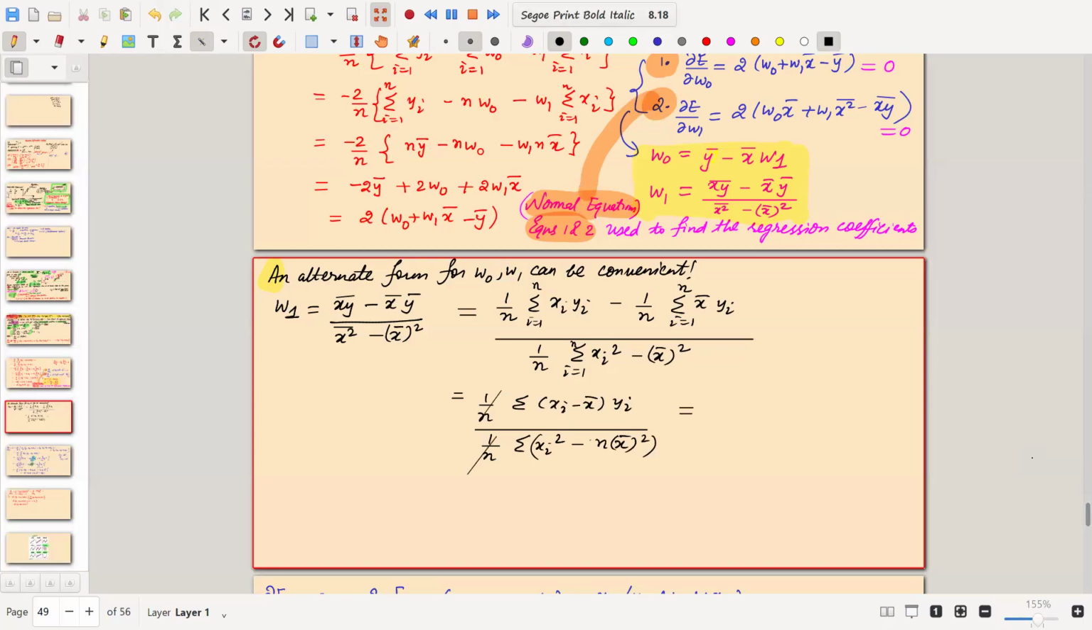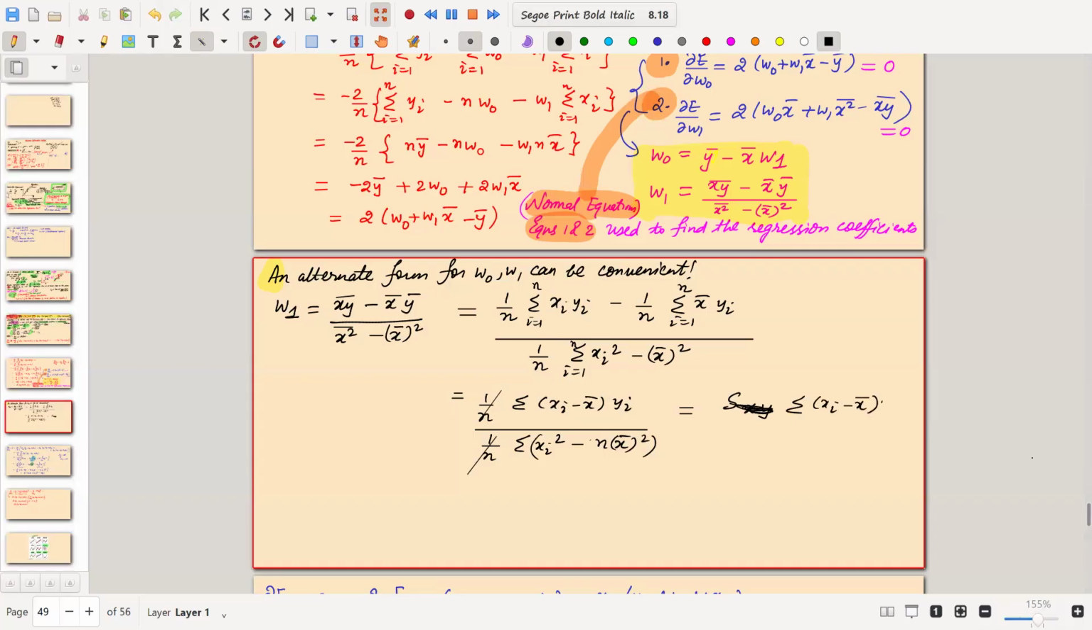Now this term you are looking at on screen, xi minus x bar into yi, is nothing but sxy. What is this sxy? It is the covariance. Then can you tell me what this one is? Did I make any mistake? I don't think there is any mistake yet.